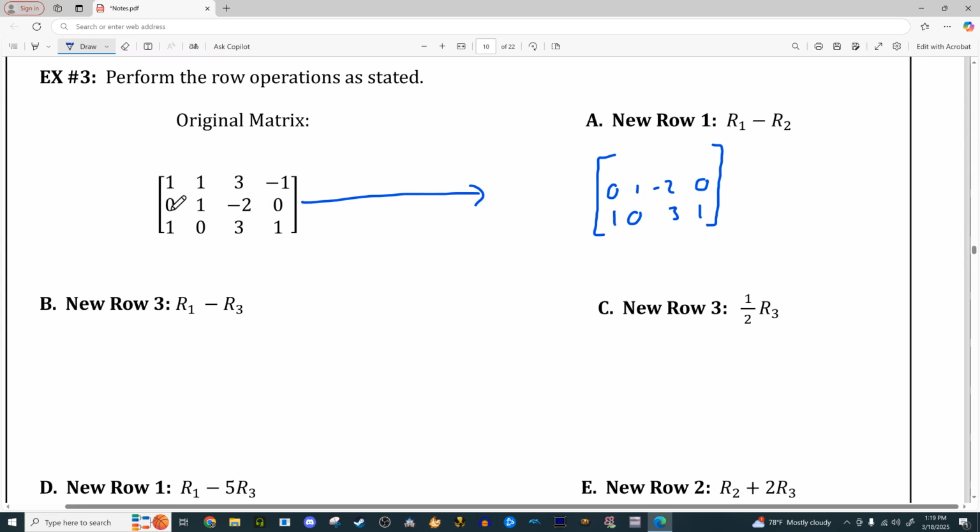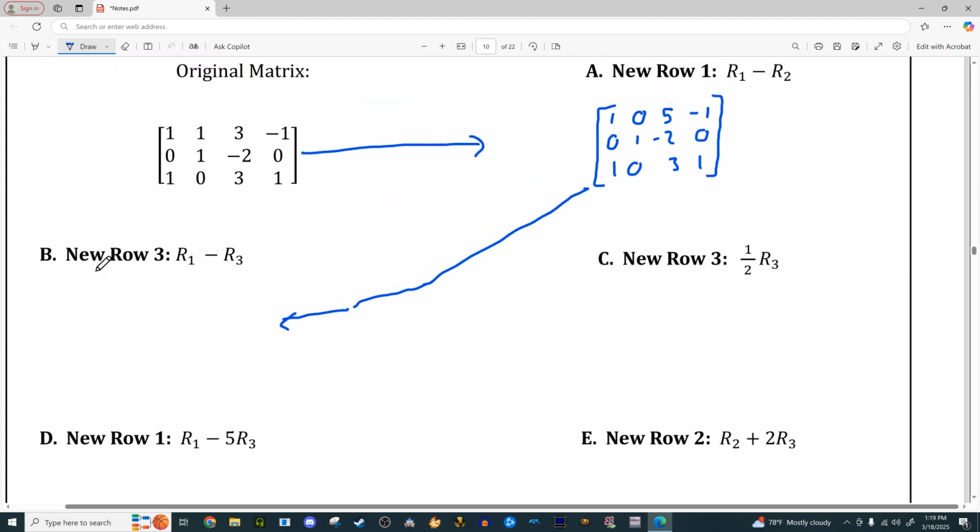So when I do this, 1 minus 0 is 0. 3 minus negative 2 is positive 5. Negative 1 minus 0 is negative 1. So what we did was we copied rows 2 and 3 over. We did not mess with them. And all we did was we replaced row 1 with row 1 minus row 2. That's all we did. We're now going to go from here to here.